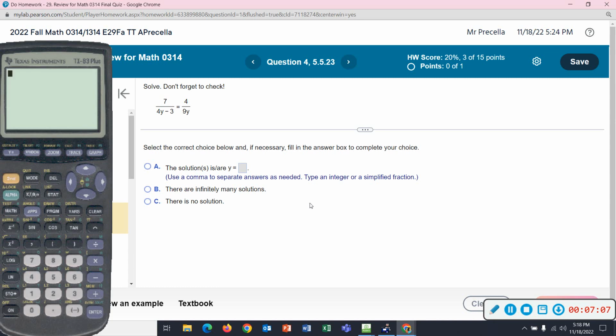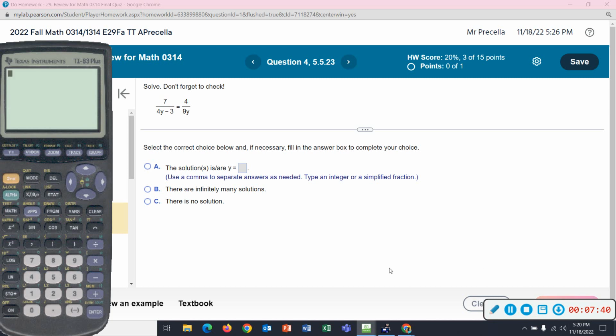Problem 4. Solve the equation. It says don't forget to check, by which they mean they want you to make sure that you're not going to get a denominator of 0. 7 over 4y minus 3 equals 4 over 9y.